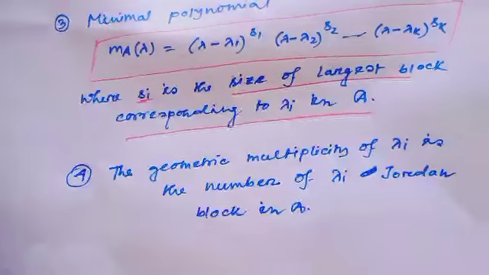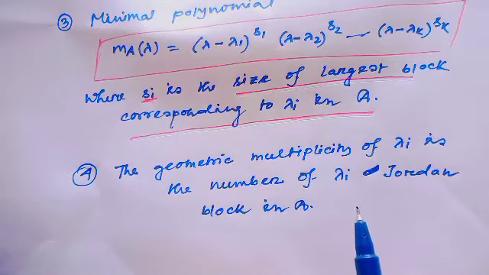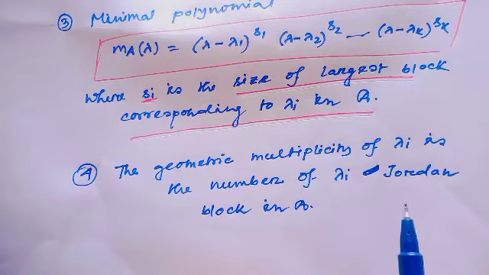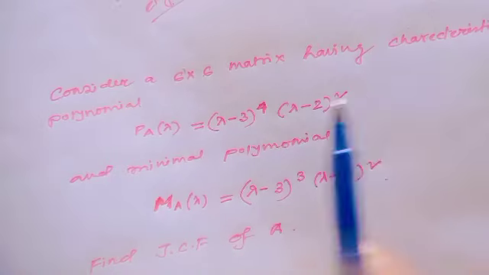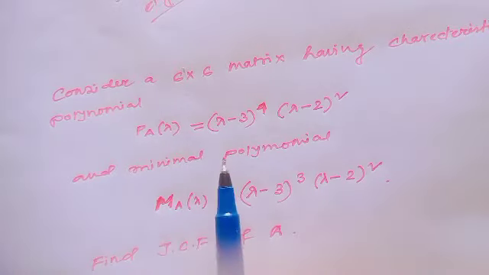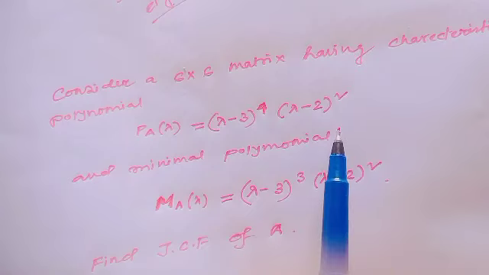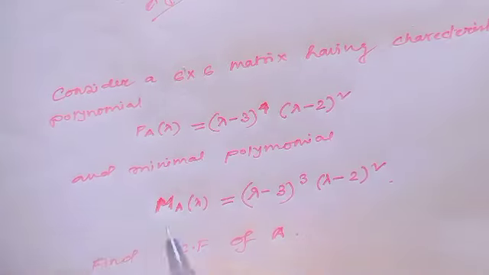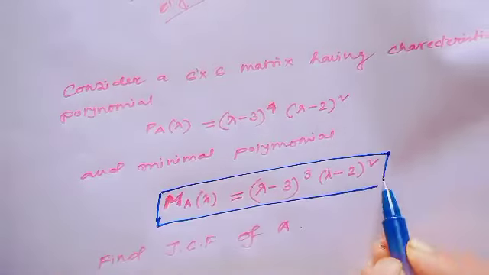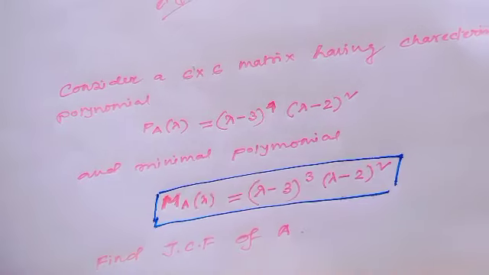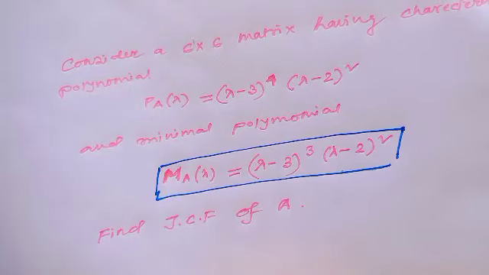We all know the geometric multiplicity of lambda i is actually the number of Jordan blocks for lambda i in the matrix A. Consider a 6 cross 6 matrix having characteristic polynomial p_A(lambda) equal to (lambda minus 3) to the power 4 times (lambda minus 2) whole square, and the minimal polynomial m_A(lambda) equal to (lambda minus 3) whole cube times (lambda minus 2) whole square. For this, find the Jordan canonical form of A.